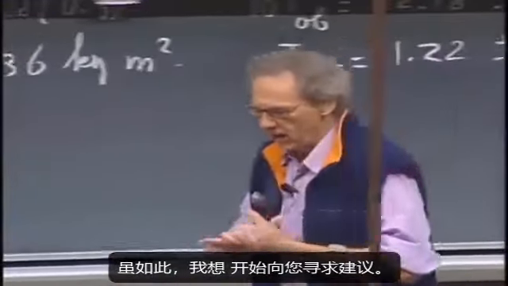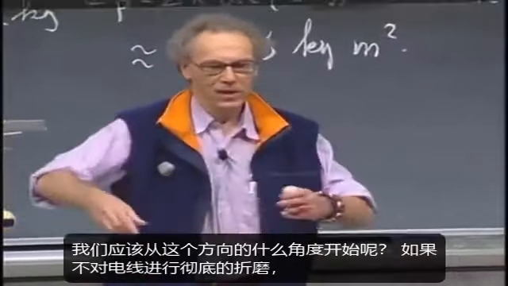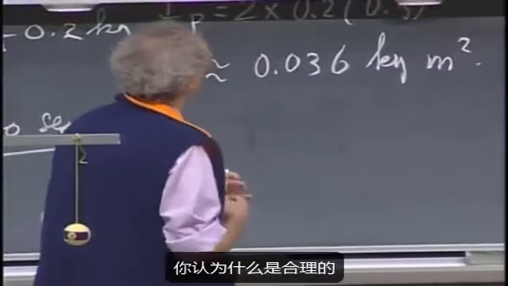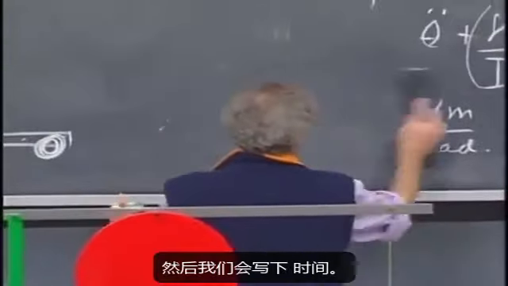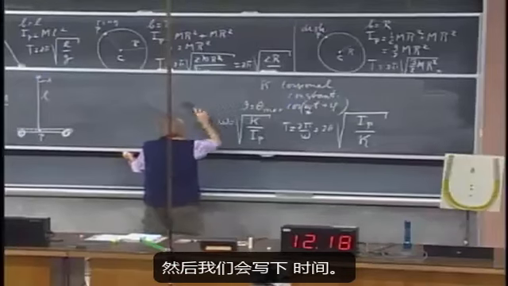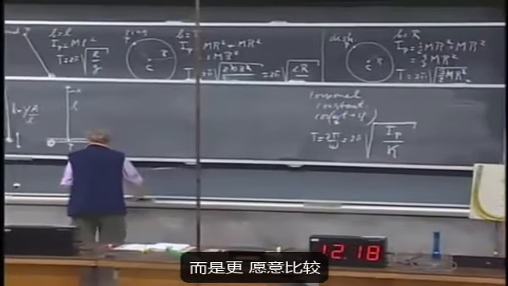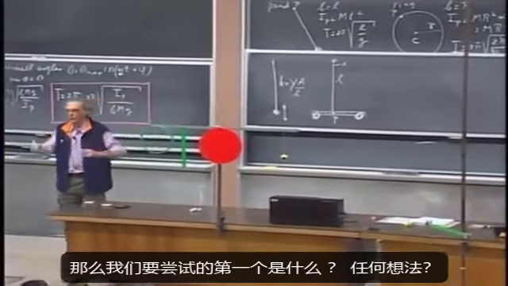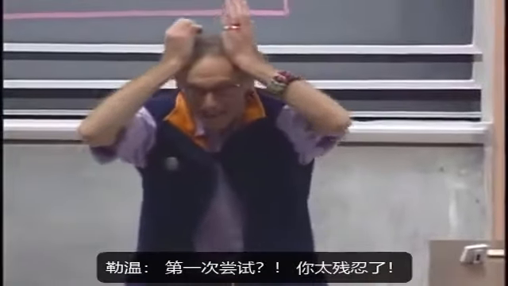Having said that, I would like to start asking you for advice. What kind of angle, in this direction, shall we start with? What do you think is reasonable without total torture for the wire? And then we'll write down the times. So we're not really interested in testing the 60 seconds, but we would rather like to compare the various angles that we give it. So what is the first one we will try? Any idea? 30 degrees? What? 6 pi, 300. The first try? You are cruel.